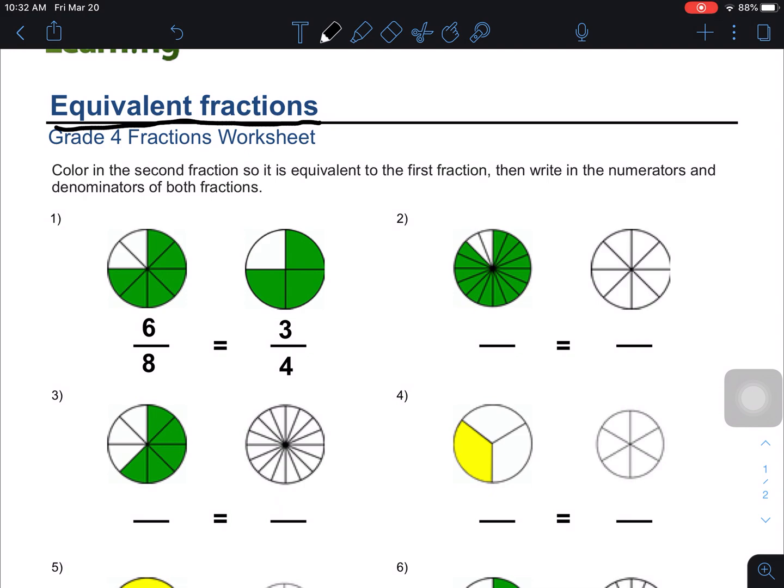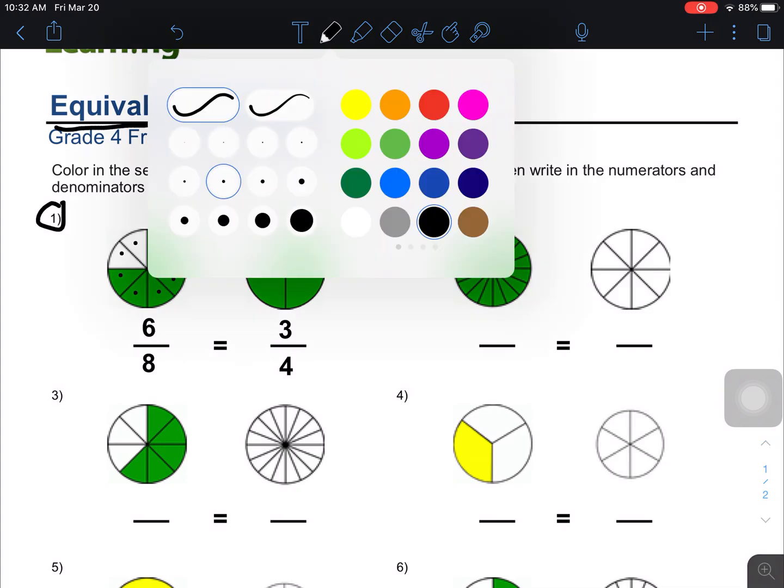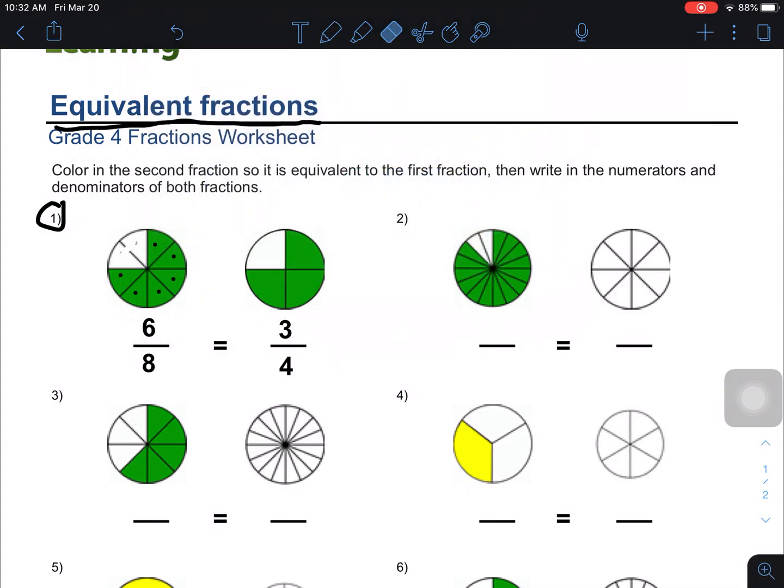So as you can see here with number 1, we have 6/8. That means we have 6 parts out of the 8 total parts of the whole. As you can see here, we have 1, 2, 3, 4, 5, 6, 7, 8. 6 of those, these 6 dots right here, are represented as those 6 parts of the whole.